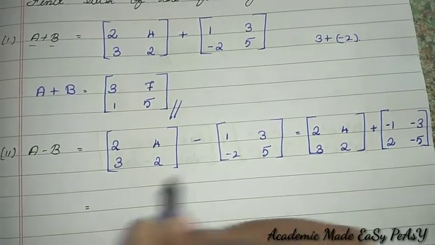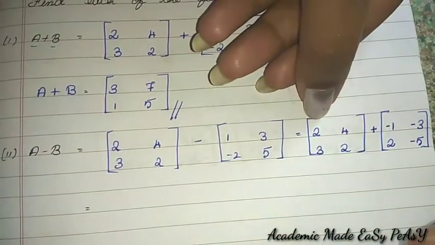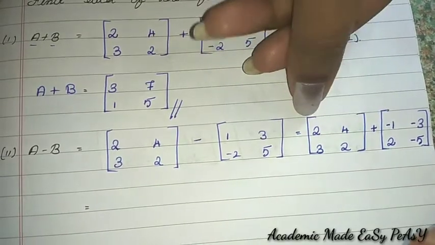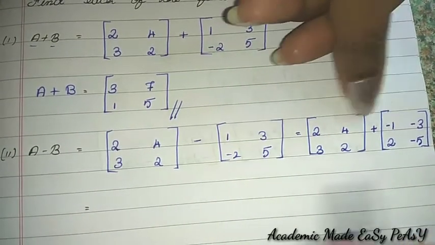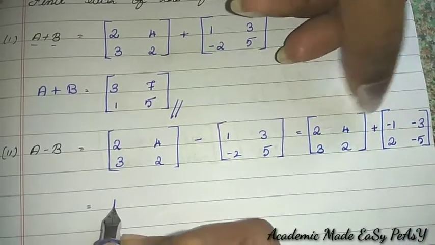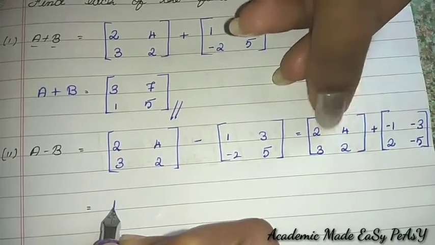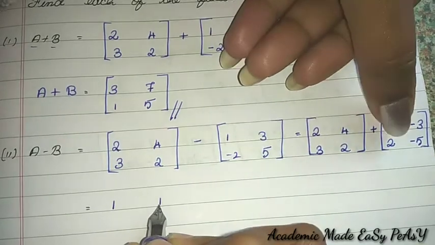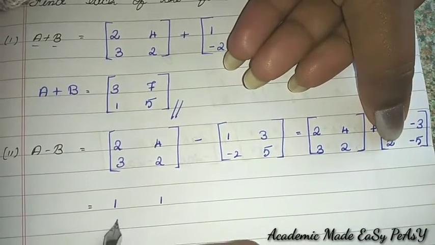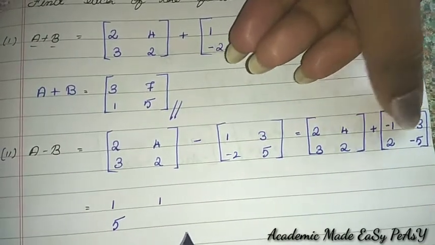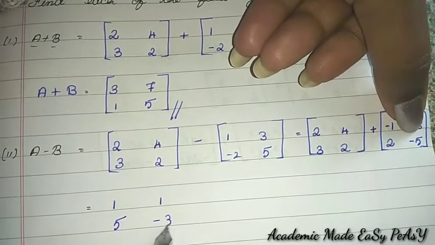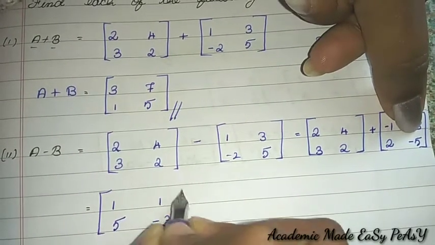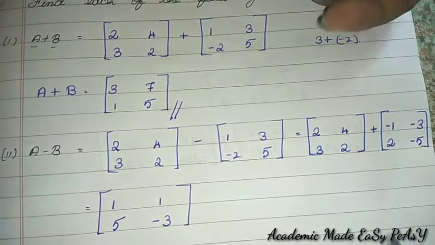So now I will write. So now I can add it straight away. So see here 2 minus 1 is 1. 4 minus 3 is equal to 1. 3 plus 2 is 5. And 2 minus 5 is minus 3. However you do, it is same.